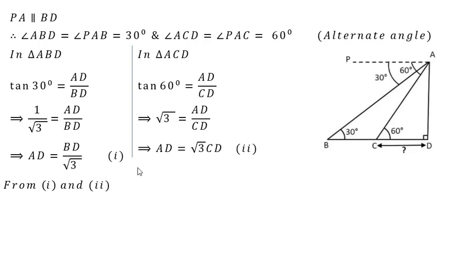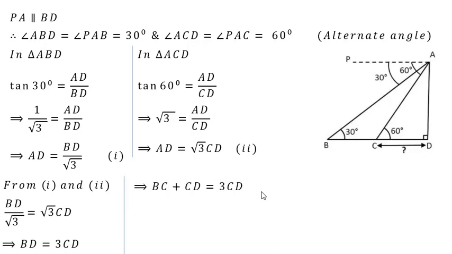Now AD I will equate. So I have BD upon root 3 is equal to root 3 CD. From this I get the value of BD in terms of CD. BD I will get equal to 3 times CD. Now BD is BC plus CD. So I will find out the value of BC in terms of CD. I get BC is 2 times CD, that is, CD is half of BC.